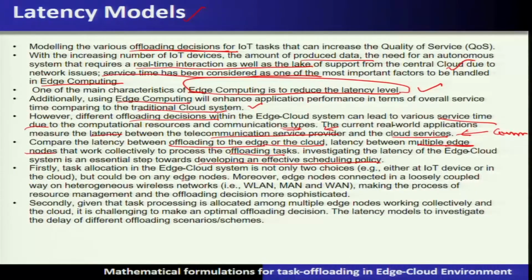The task offloading in an edge cloud system is not only about the choice of whether the task is done at IoT devices or at the cloud, but it could be on any of the edge nodes as well. Therefore, it requires a process of resource management and offloading decisions in a very sophisticated way. Secondly, the task processing is allocated across multiple edge nodes working collectively in the cloud, and it is challenging to make optimal offloading decisions. So, before going ahead to the optimization levels, we have to understand how to model using some of the latency models.